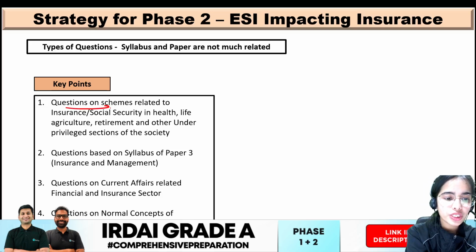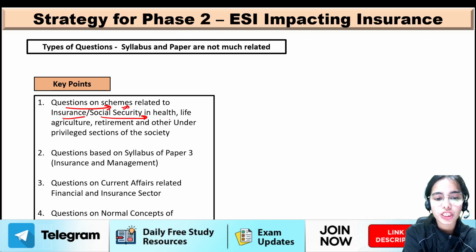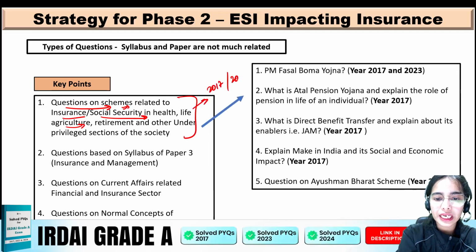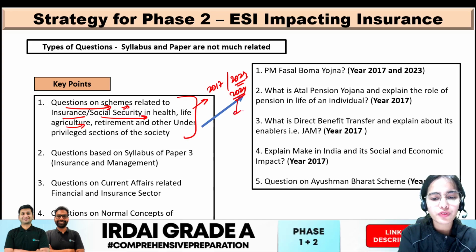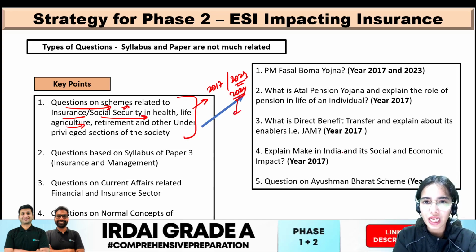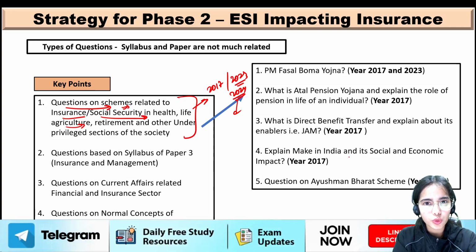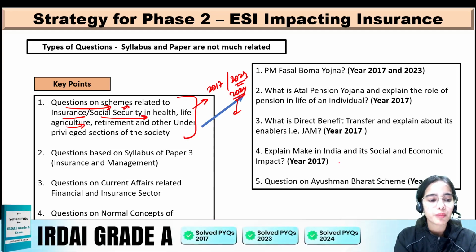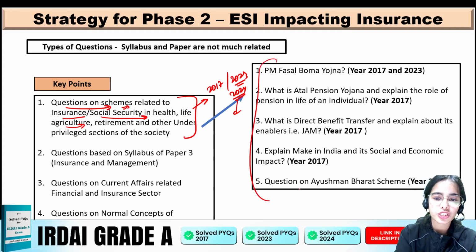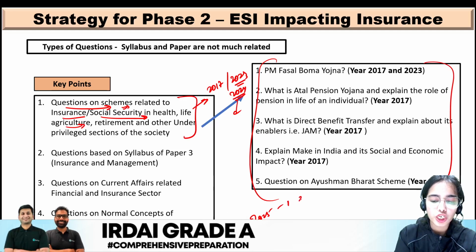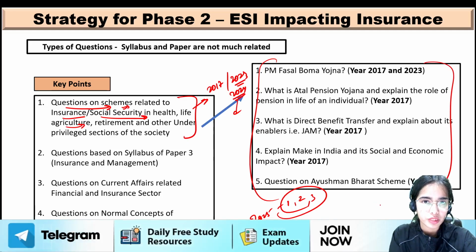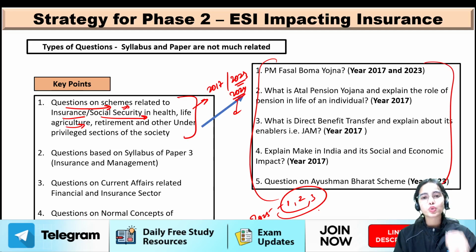Okay, so the questions come on schemes related to insurance, social security and health, life, agriculture. So there are questions like in 2017, in 2023, in 2024 we have seen the questions on schemes. In 2024 there were very few, only one question that we have seen from the scheme, PM Vaya Vandana Yojana. But in 2017 and 2023 there were multiple questions from schemes, and in 2025 maybe one, two, or three questions. Like a single question can come from schemes or multiple questions can come from schemes. Okay, so it depends. But the questions do come on schemes.